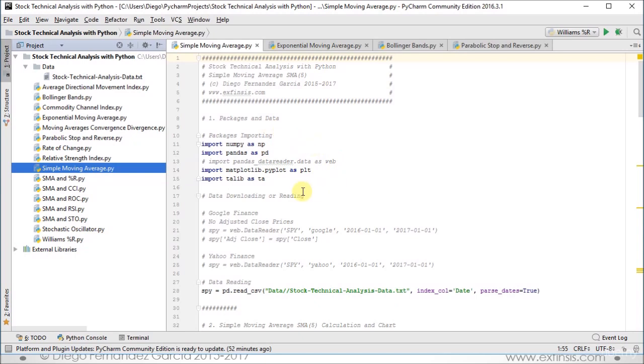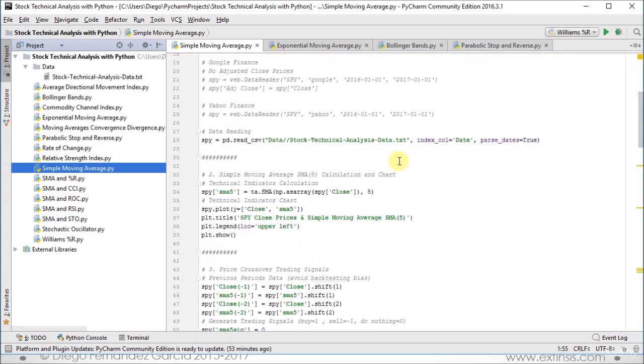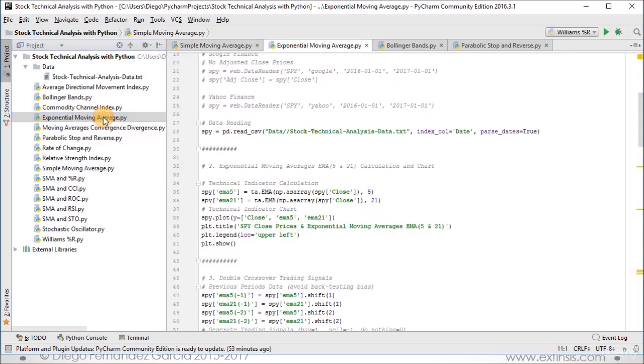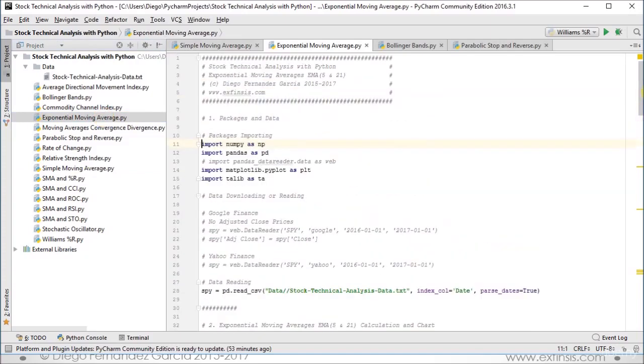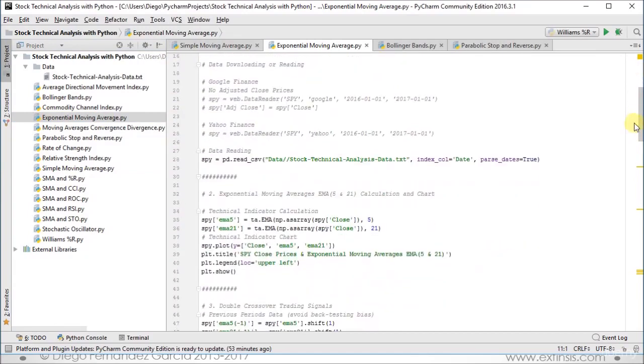Within it, first we'll import our packages and then we'll perform our data reading as default. Next we'll be calculating a single simple moving average and do the corresponding chart together with the prices. Next we'll continue with exponential moving average. Again, we'll do the corresponding packages importing, data reading, and then we'll calculate two of them, a short-term and a longer-term one. And we'll do the corresponding charting with those prices.